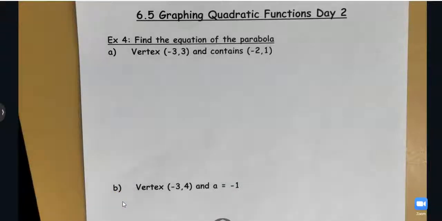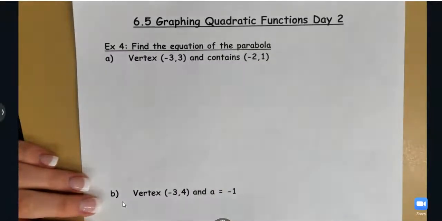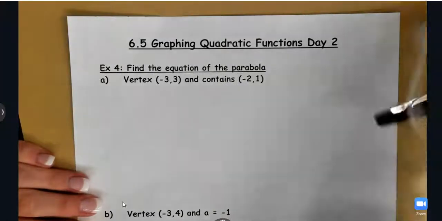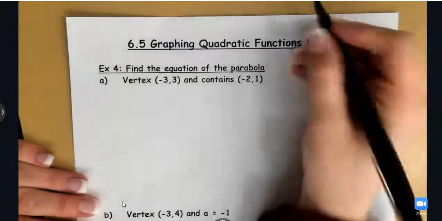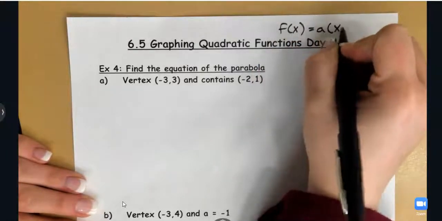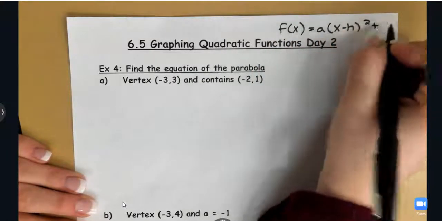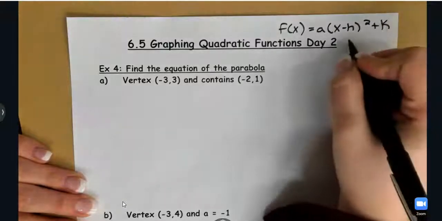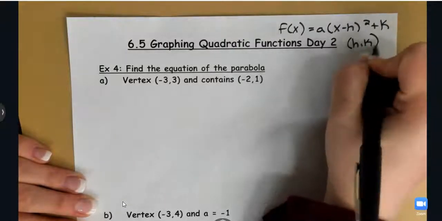And welcome back for day 2 of graphing quadratics. So we are going to move on to a new way of solving these types of problems. This one we are going to be graphing given some information and writing equations. So remember, the vertex form of a quadratic is a times (x minus h) squared plus k, where our vertex is (h, k).